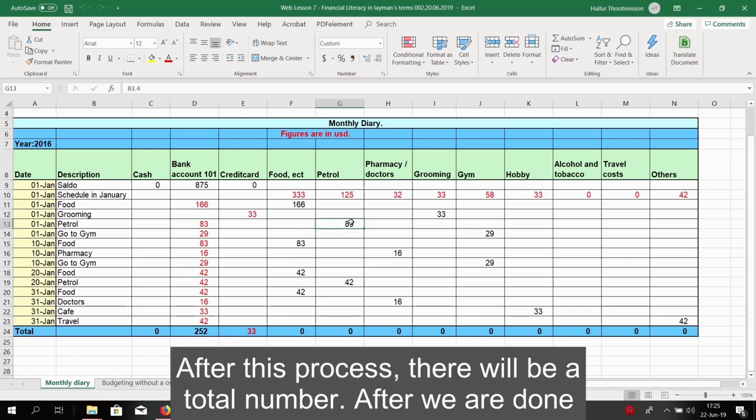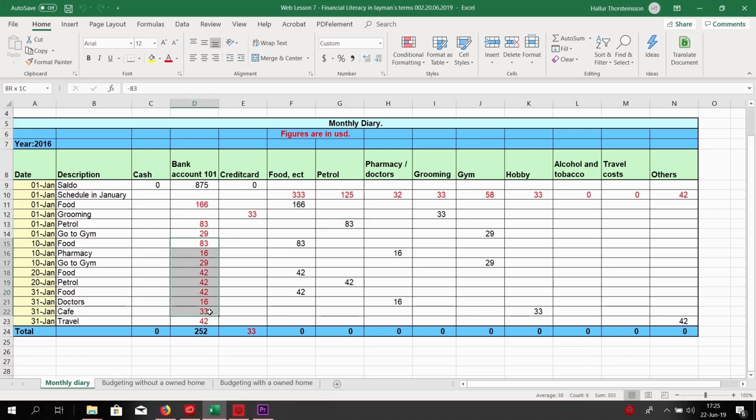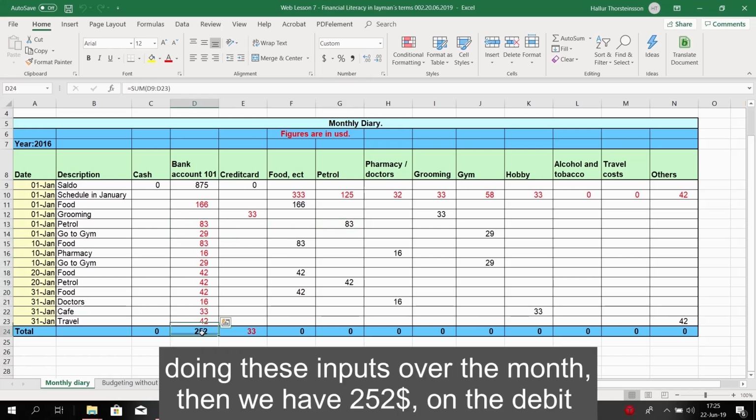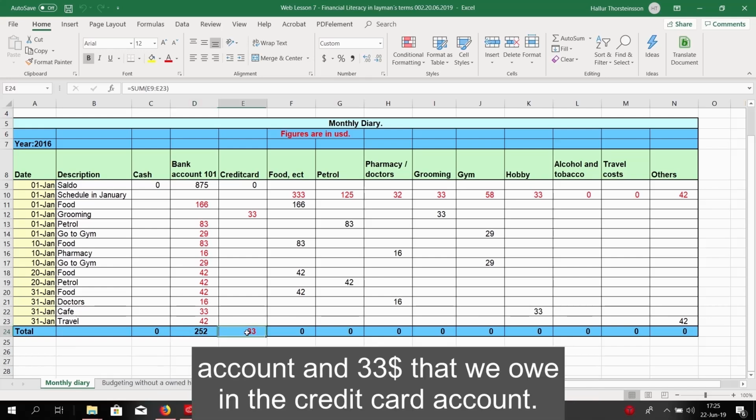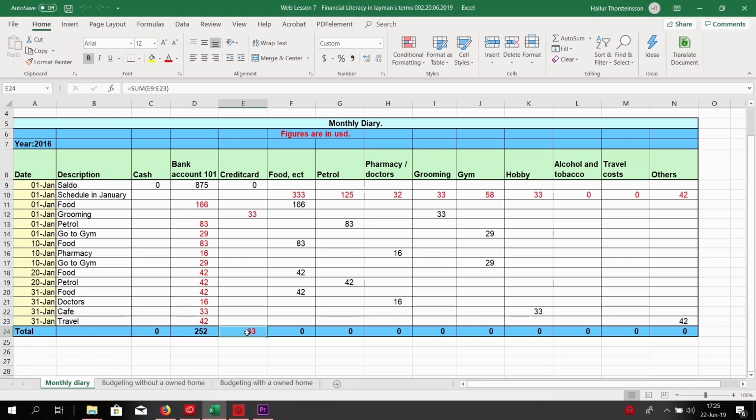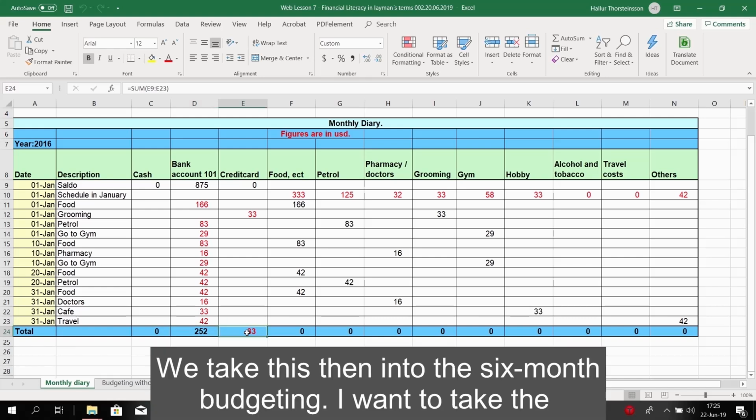After this process there will be a total number. After we are done doing these inputs over the month, then we have $252 on the debit account and $33 that we owe in the credit card account. We take this then into the 6-month budgeting.